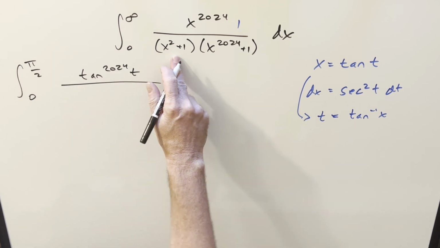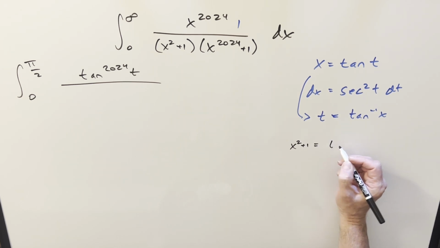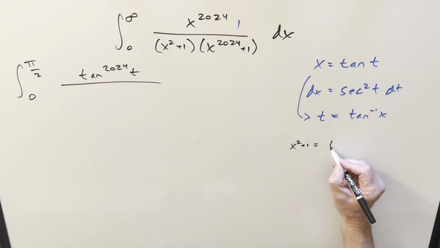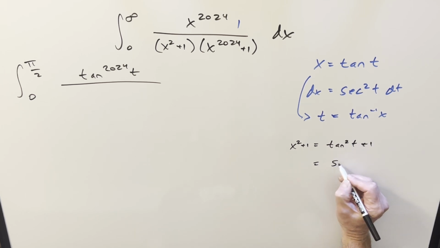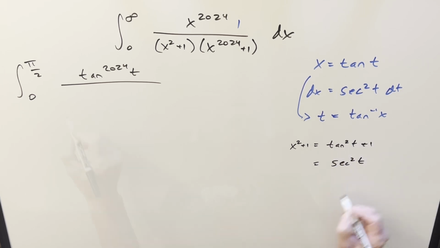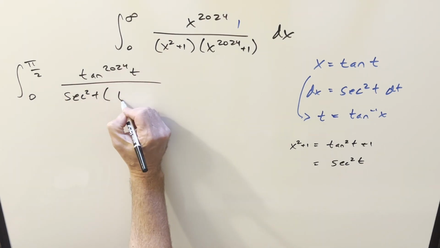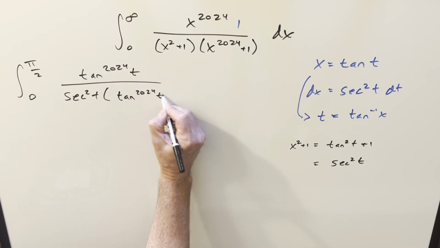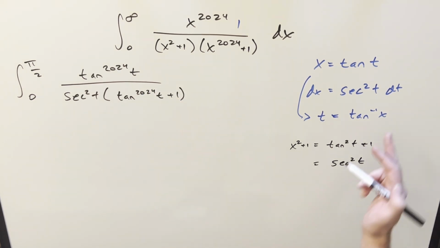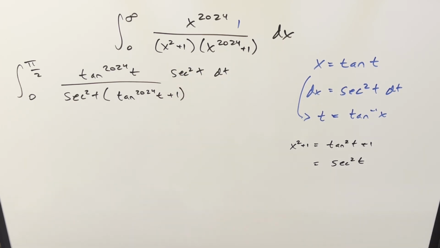Then I'm going to simplify this quickly. For x squared plus 1, we can use the identity that this is tan squared plus 1, and tan squared plus 1 is just secant squared. So for this piece, we have secant squared t. The other factor is the same with a plus 1, so we have tan 2024 t plus 1. And then dx is secant squared t dt, but then the secant squareds are going to cancel.